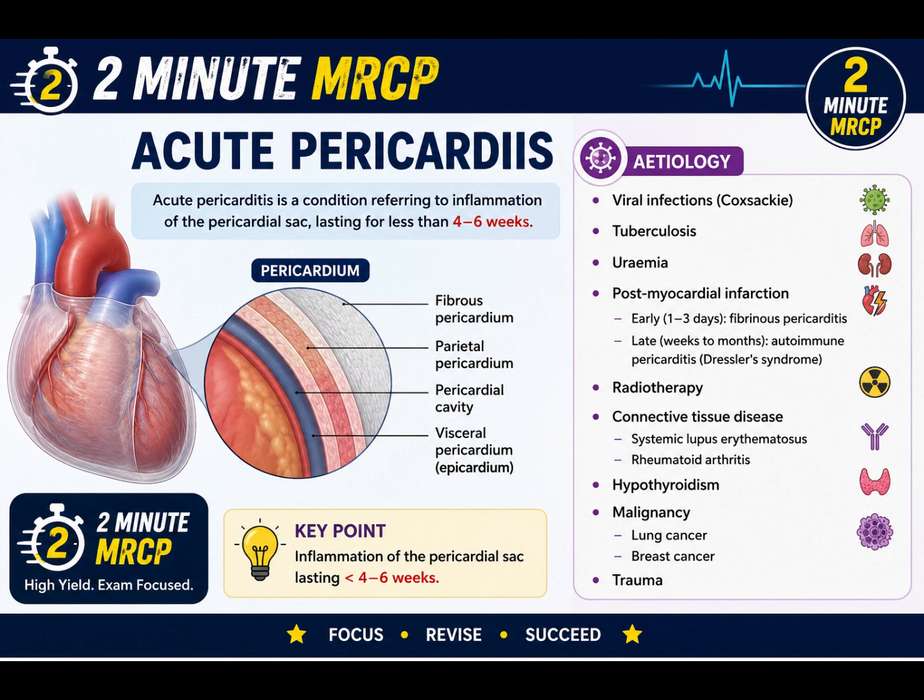After a myocardial infarction, there are two important types of pericarditis. Early pericarditis, occurring within 1 to 3 days, is due to fibrinous inflammation. Late pericarditis, occurring weeks to months later, is called Dressler's syndrome and is autoimmune in nature.